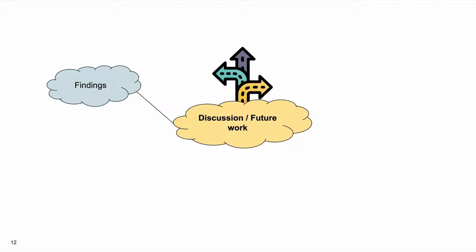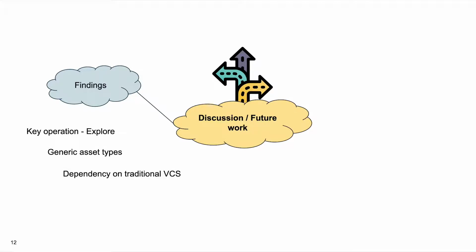For our findings, the key operation is Explore, as it is supported by all the tools to analyze and compare experiment results. Many of the tools allow users to track assets of any type without differentiating the asset types. Many of the tools depend on traditional version control systems for managing certain assets such as script files. We believe this contributes towards the tooling complexity and may in fact affect the adoption rate of such tools.